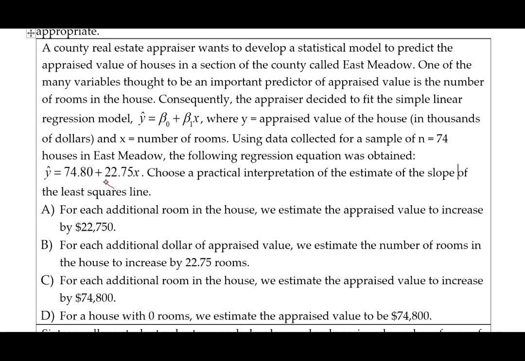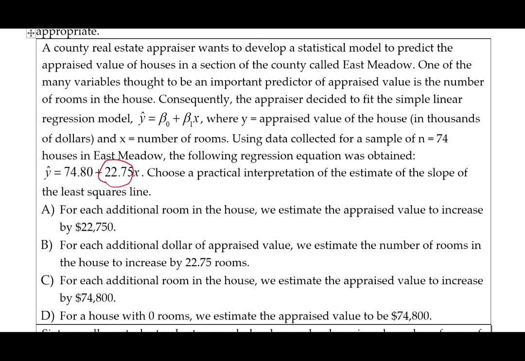So the slope is the value that is the coefficient of the x term, that's the 22.75. And it tells us how much y, the appraised value of the house, changes when x, the number of rooms in the house, increases by 1 unit, so by 1 room. So that's the interpretation that we're looking for.